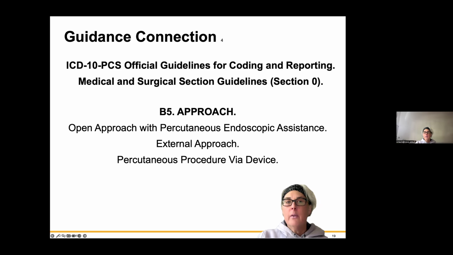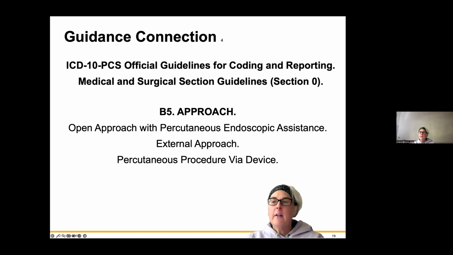So according to the coding guidelines for character 5, the guidelines clarify the approach choice when the documentation describes a technique that feels mixed or not obvious. And this is especially useful for those common problem areas, such as open approach with percutaneous endoscopic assistance. If a procedure is coded as open, even if a scope is used to assist, it would still be considered open approach. External approach confirms when a procedure is truly external, performed on an external site with no entry.